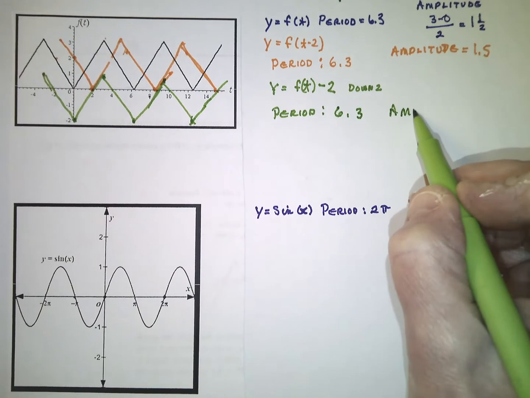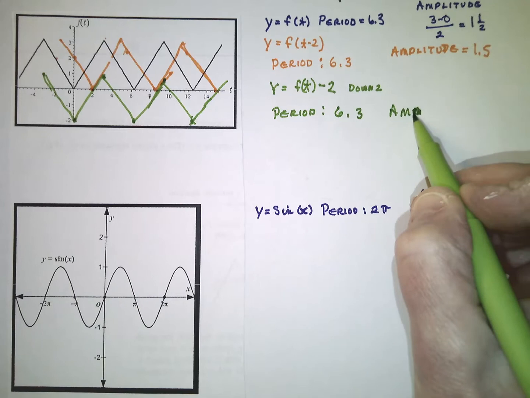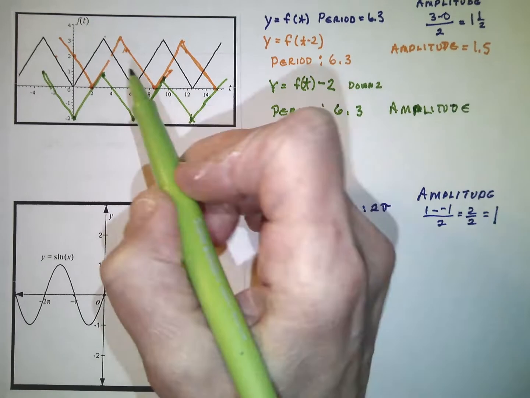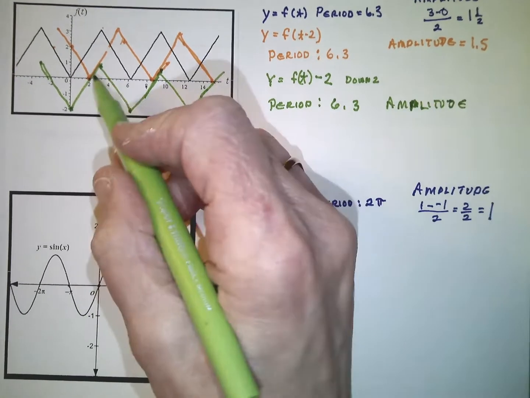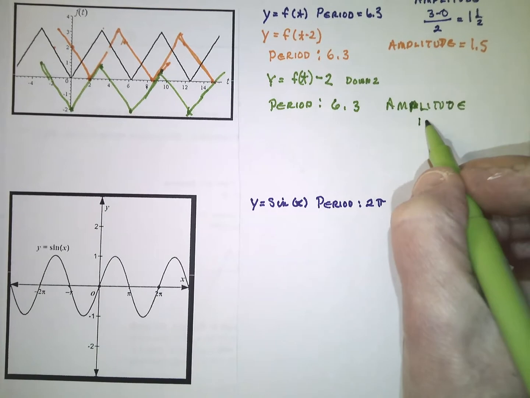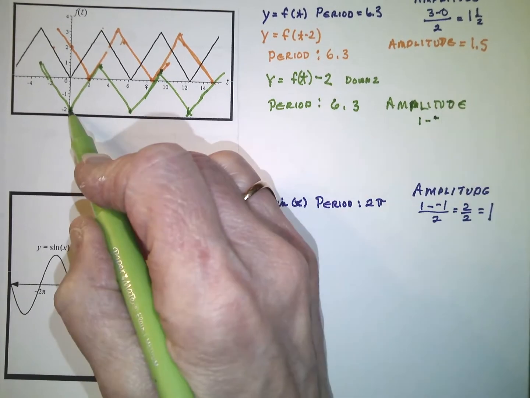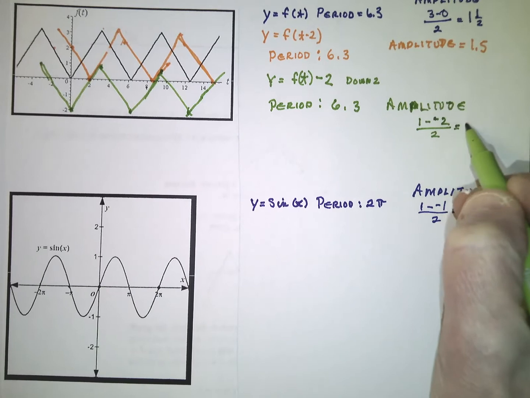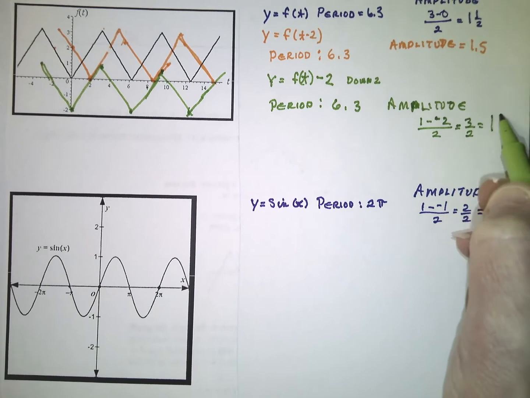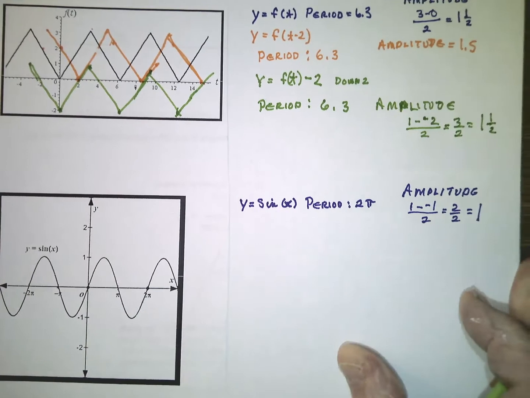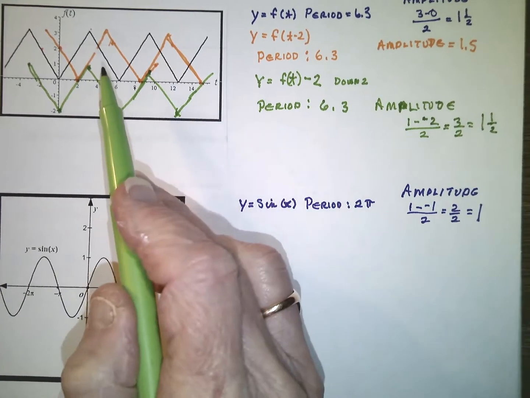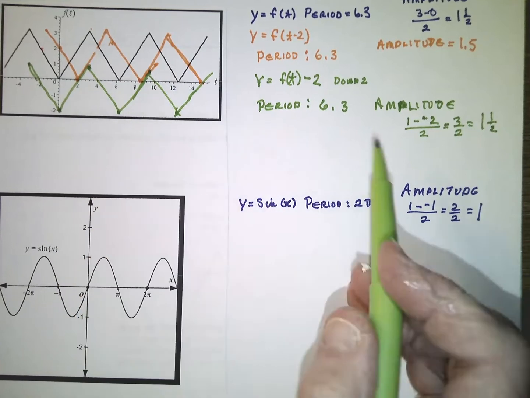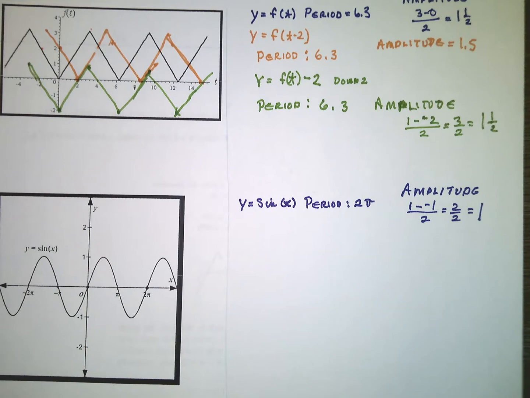And the amplitude. So it's going from a maximum value of y equals 1 minus a minimum value of y equals negative 2 divided by 2. Well, that's still 3 divided by 2. Amplitude is still 1.5. So it looks like the translations, the slides, if we move the graph left or right, if we move the graph up or down, it's not affecting the period or the amplitude.